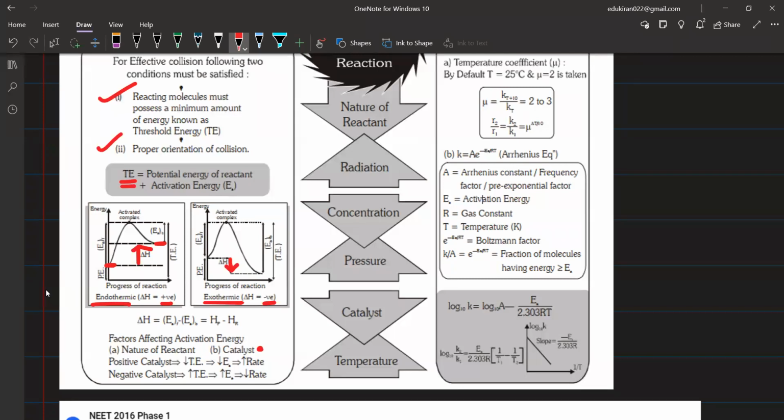Now also one more thing, delta H will be equal to activation energy of forward minus activation energy of backward. Or we can also write enthalpy of the product minus enthalpy of reactant. इसको ये लिख लीजिएगा, शायद वहां पे दिख नहीं रहा आपको.